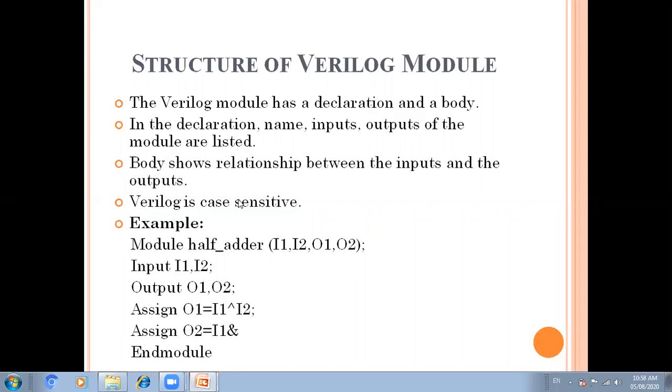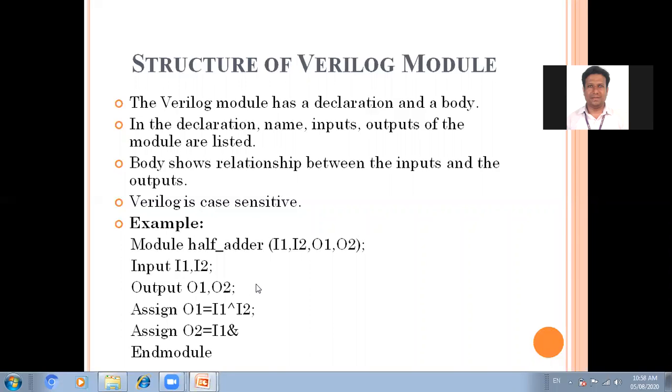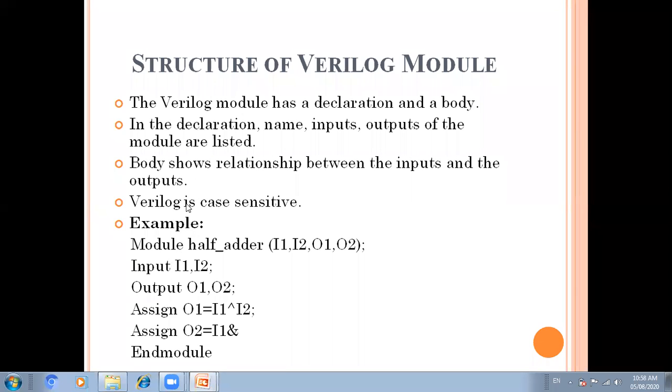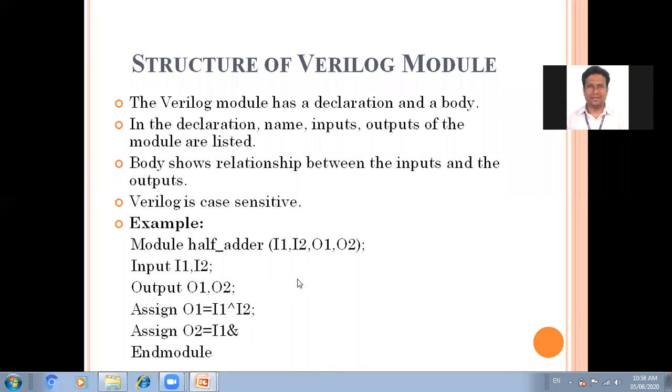And one of the important points related to the Verilog module is that Verilog is case sensitive. Whenever you write code in Verilog, we should keep in mind that Verilog is a case sensitive language, right? So here, with an example, we can easily understand the structure of a Verilog module.